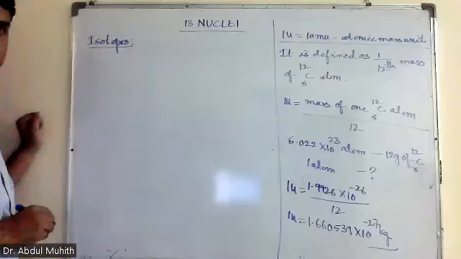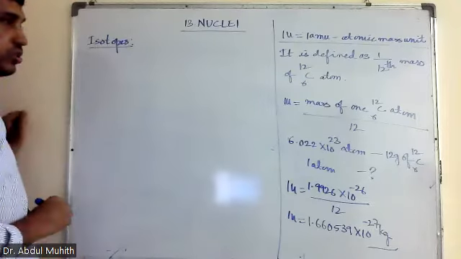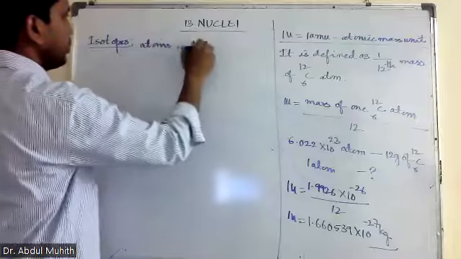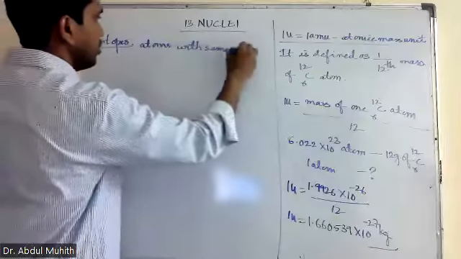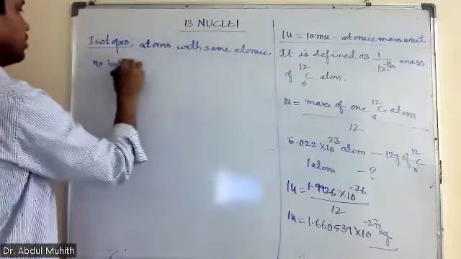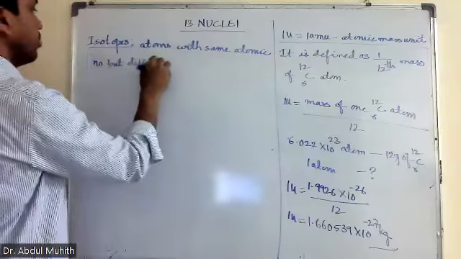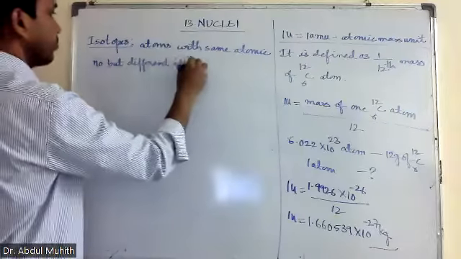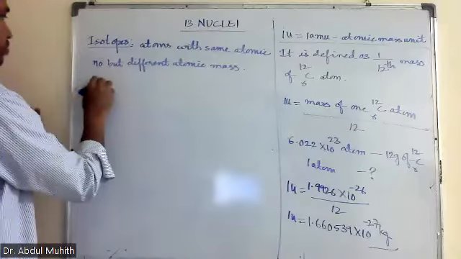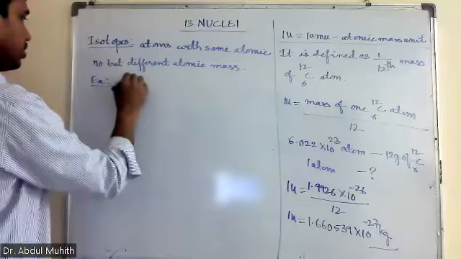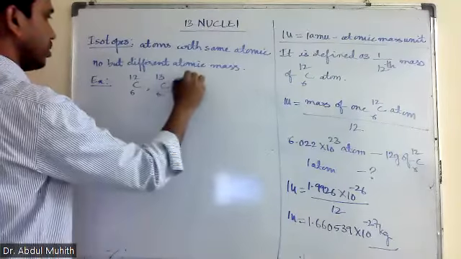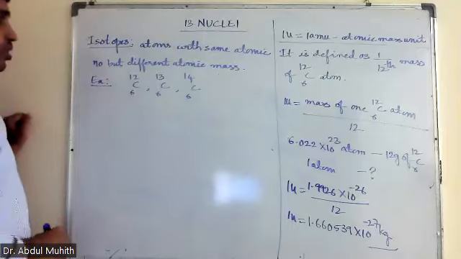What are isotopes? Atoms with the same atomic number but different atomic mass. An example for this is C-12, C-13 and C-14. Same atomic number but different atomic mass.